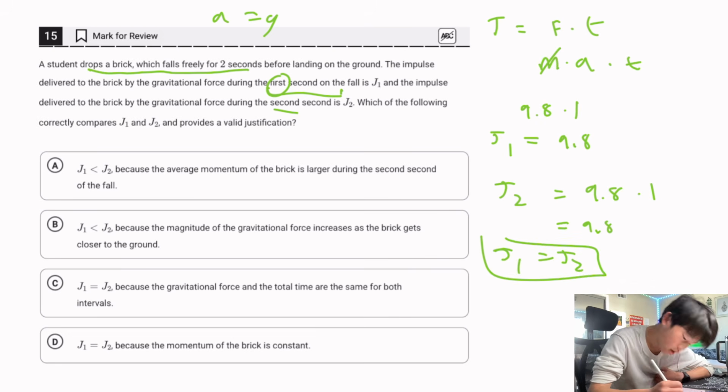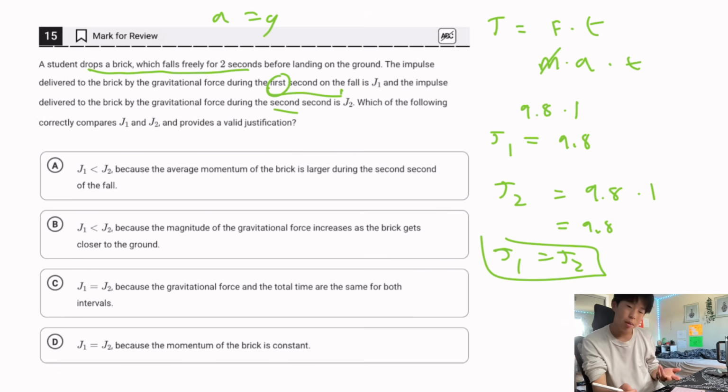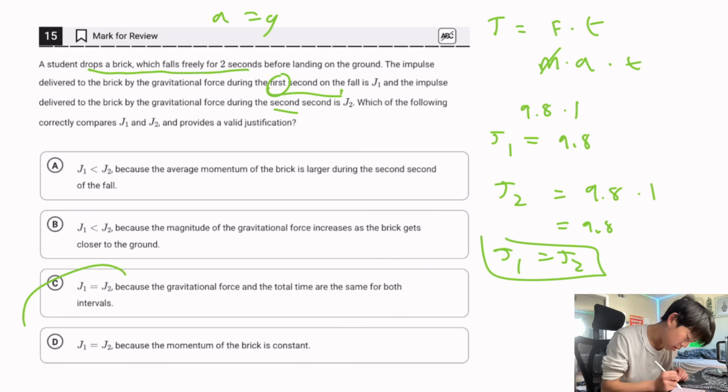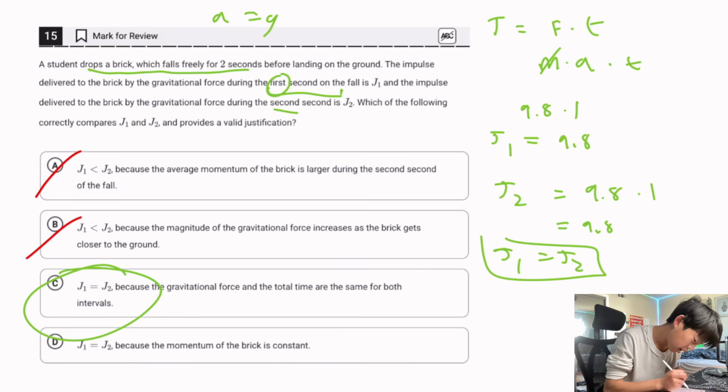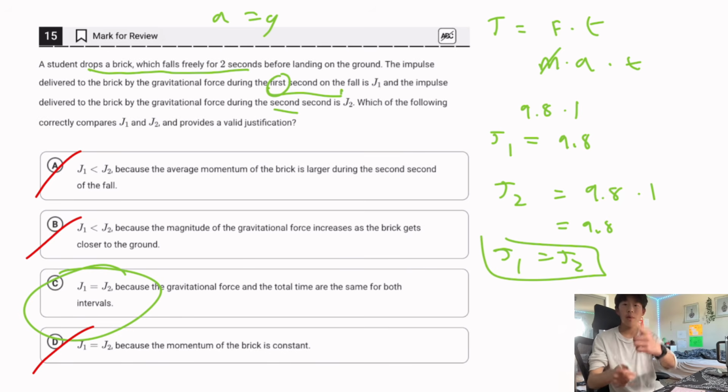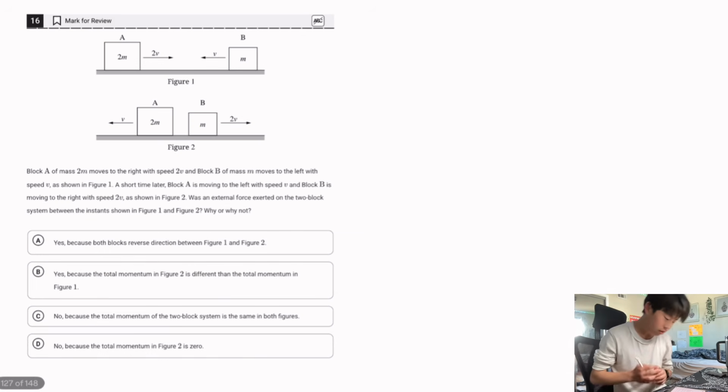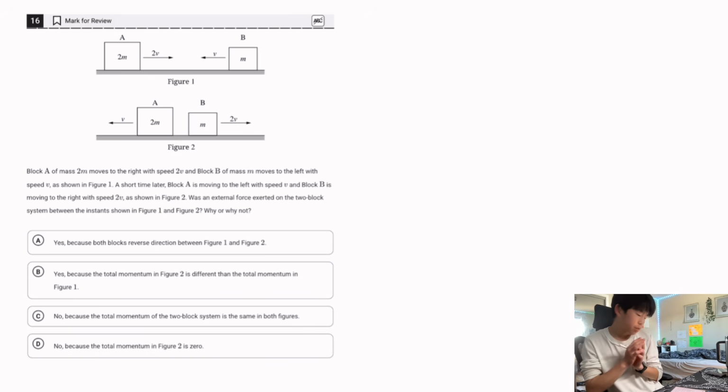J1 is equal to J2. And why? Because the time and the gravity remain the same. So that's just, oh, see, it literally says the exact same thing. Good job, Michael Payne. Good job, you. Great job. Next question.